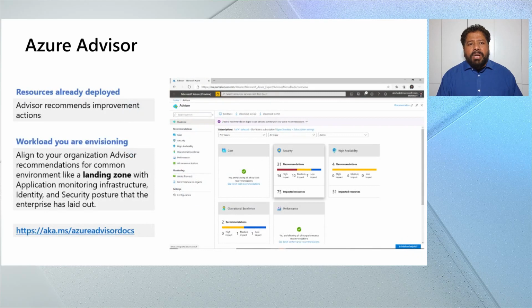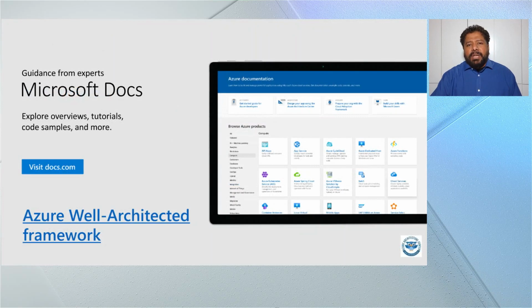For resources that are already deployed, Azure Advisor recommends improvement actions. Having visibility to your organization's advisor recommendations is useful when the workload you're envisioning will be deployed into a common environment like a landing zone. Most landing zones have application monitoring infrastructure, identity, and the security posture that your enterprise has laid out already provided for you. And these are requirements your workload may have to adhere to. The guidance and best practices recommendations of the well-architected framework are part of Microsoft Docs.